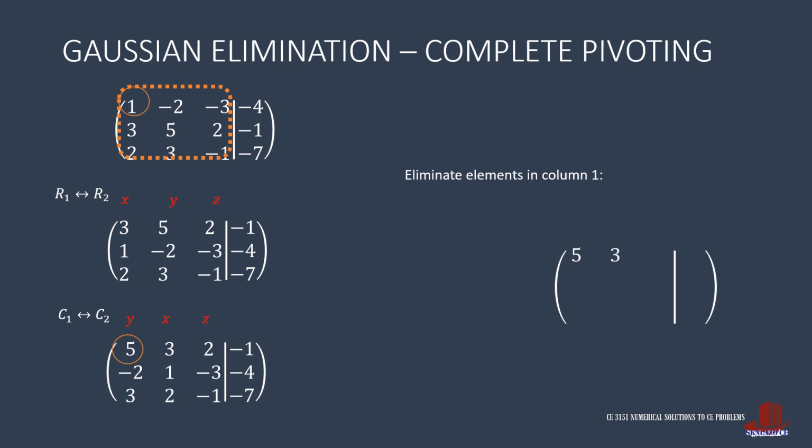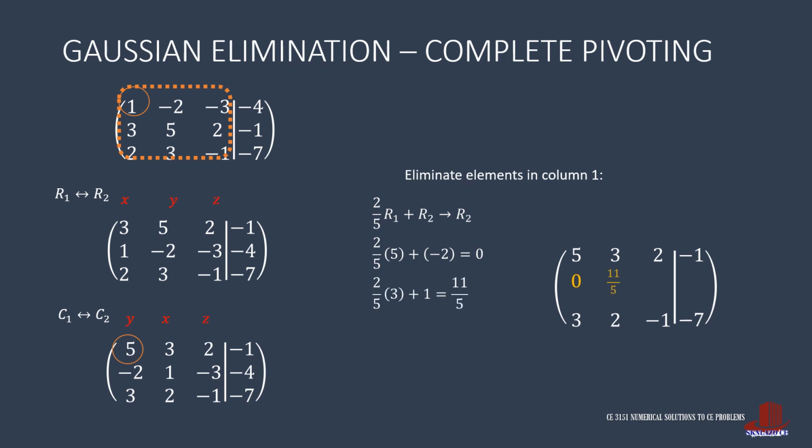Now eliminate elements below 1, 1. That is with the operation 2/5 of row 1 plus row 2 as the new row 2. The first element is zeroed out with 2/5 of 5 plus negative 2, which makes 0.